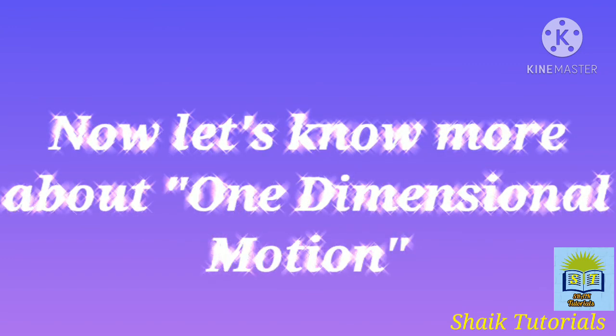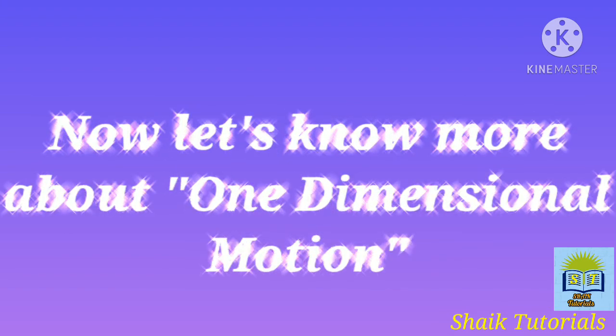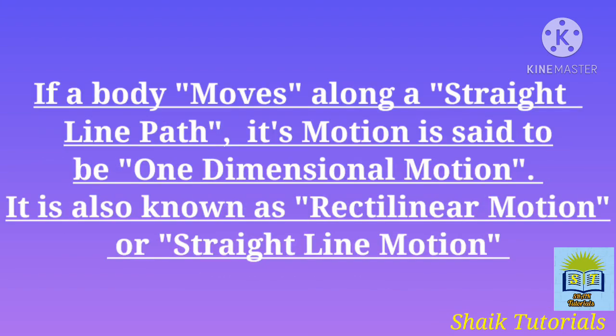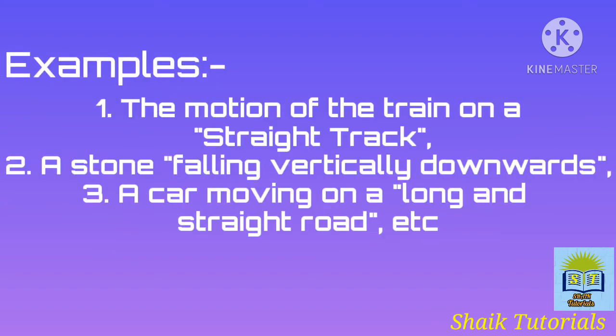We have studied one dimensional motion in the introduction only, but let's recapitulate it again. As said earlier, if a body moves along a straight line path without taking any turn, its motion is said to be one dimensional motion. It is also known as rectilinear motion or straight line motion. Some examples of one dimensional motion are the motion of a train on a straight track, a stone falling down vertically, a car moving on a long and straight road, etc.